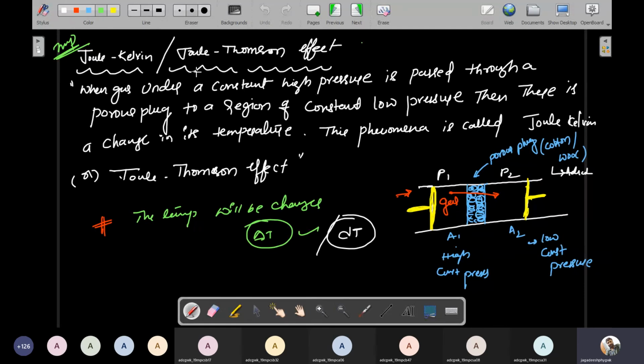That means when a gas is traveling from higher pressure to lower pressure, here high pressure is constant and low pressure is also constant. So when a gas is traveling from high pressure to low pressure, what will happen? Obviously, the gas, its temperature will be changed. So our aim is to find out the changing temperature of this experiment.